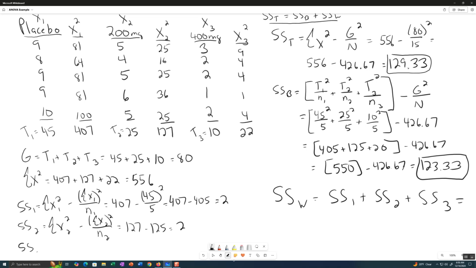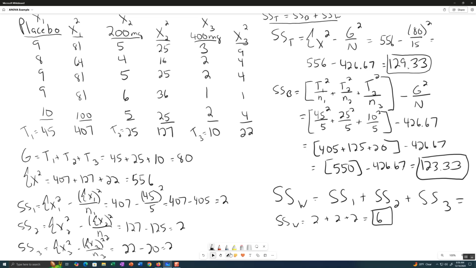And let's look at the third one. This is simply sum of x sub 3 squared minus sum of x sub 3 quantity squared over n sub 3. That gives me 22 here. 22 minus 10 squared over 5, which we have here is 20. So that's also 2. So we have sum of squares within is 2 plus 2 plus 2, as we thought, and we get 6. So 6 plus 123.33 gives you 129.33. And you're done. So you've done your sum of squares for between, within, and total.